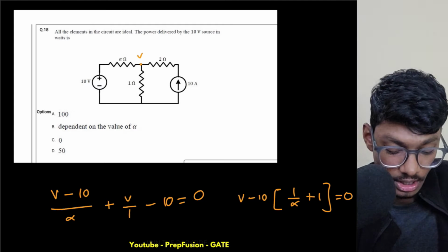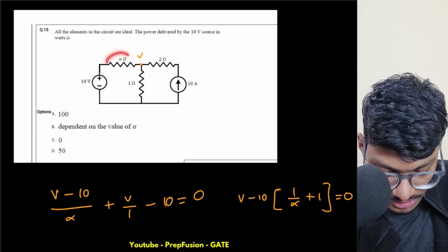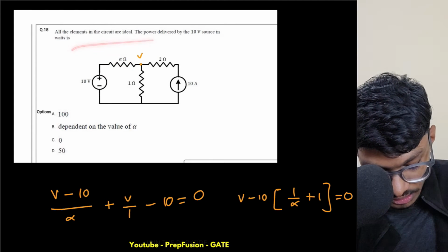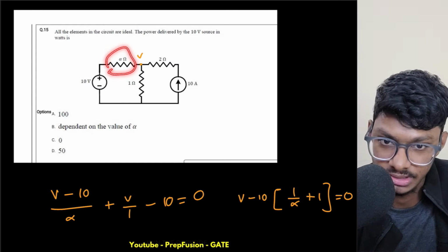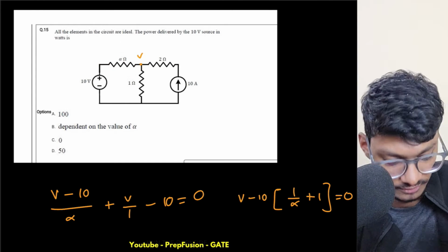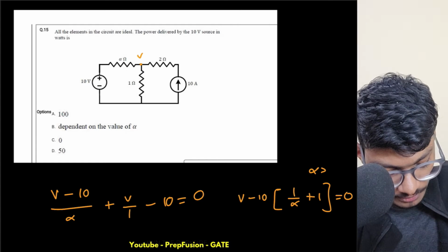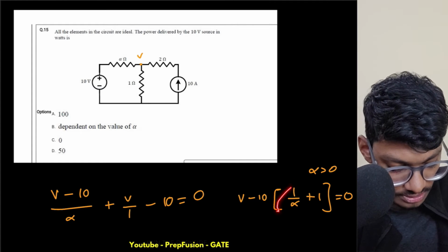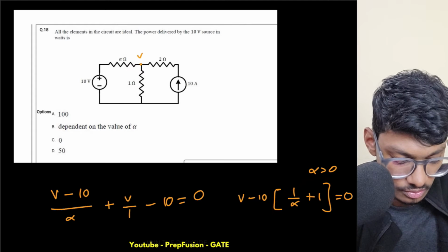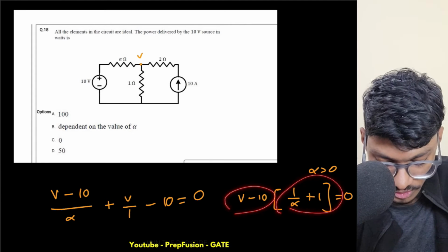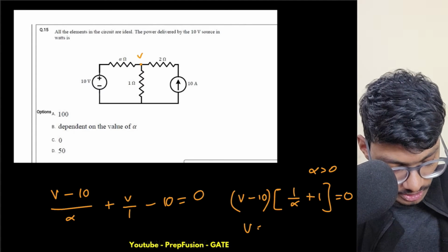Now this is a resistor and they haven't told us anything else, all the elements in the circuit are ideal. So this is a simple resistor, a passive element, and resistance can't be negative, so alpha has to be greater than 0. If alpha is greater than 0, then this has to be greater than 0, so it can't be equal to 0. Then V minus 10 has to be equal to 0. So V has to be equal to 10.